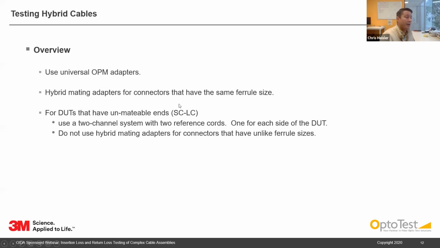For DUTs that have unmatable ends, such as an SC to LC or an assembly that has a flat to angle, you want to use a 2-channel system with 2 reference cords, one for each side of the DUT. And also do not use hybrid mating adapters for connectors that have unlike ferrule sizes, so 1.25 millimeter to 2.5 millimeter conversions.